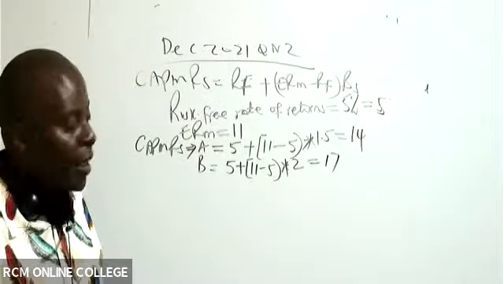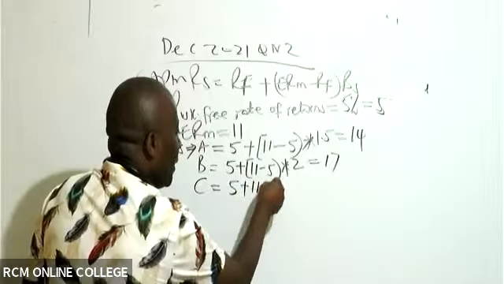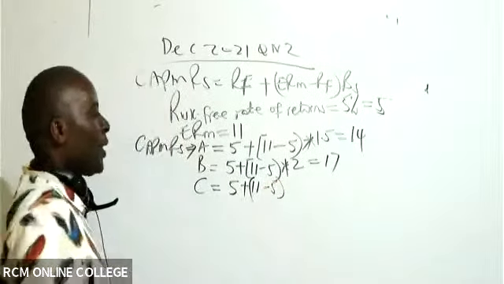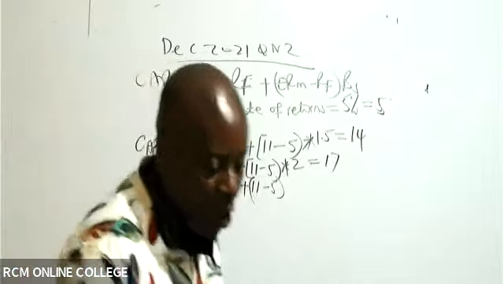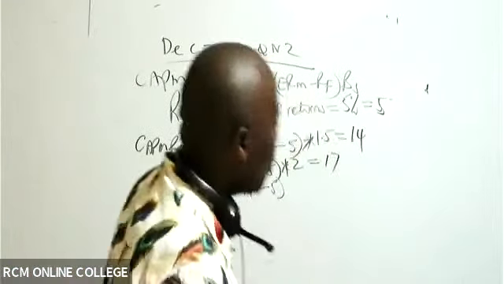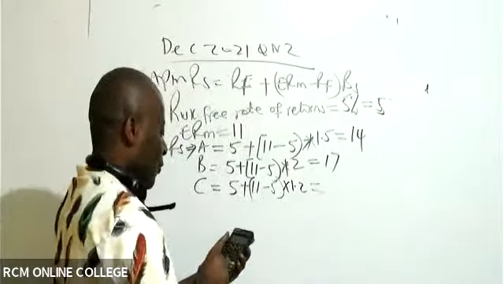And then you go in this case here for C. You can see the risk-free is the same, 11 minus 5 times beta for C. You can see it is 1.2. Beta for C is 1.2. So you come here, so we have here 5.